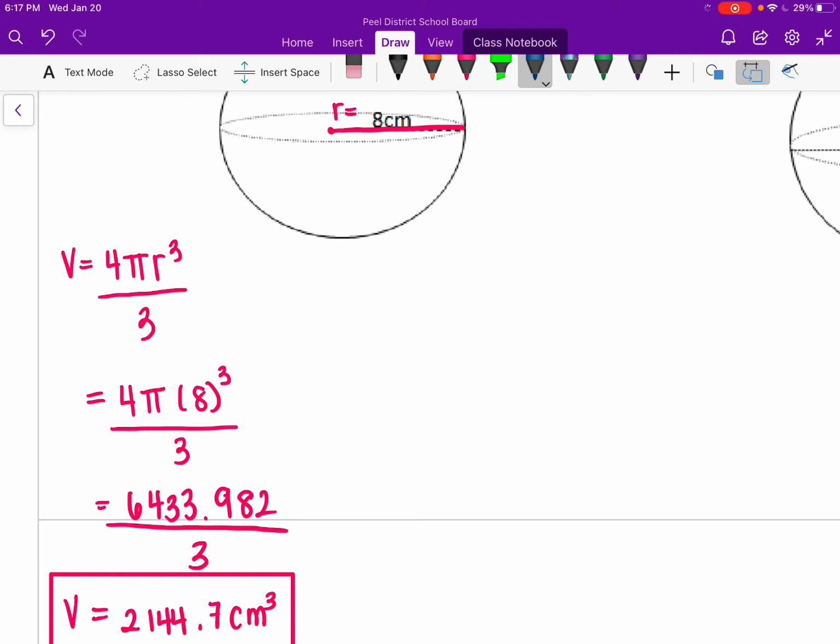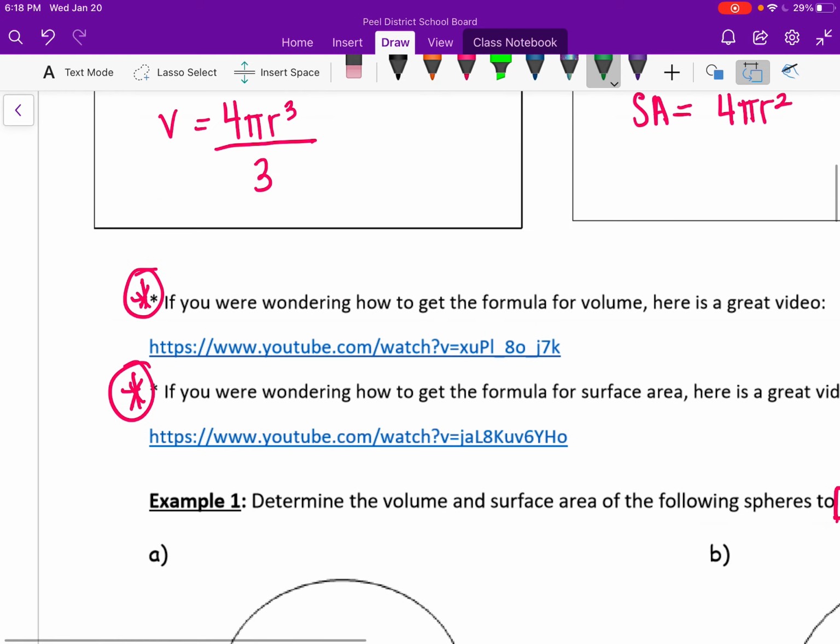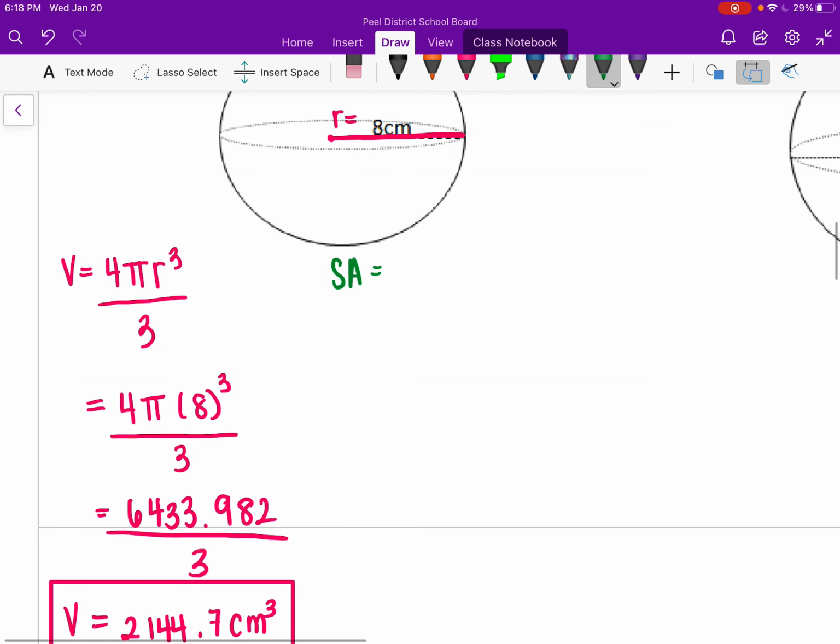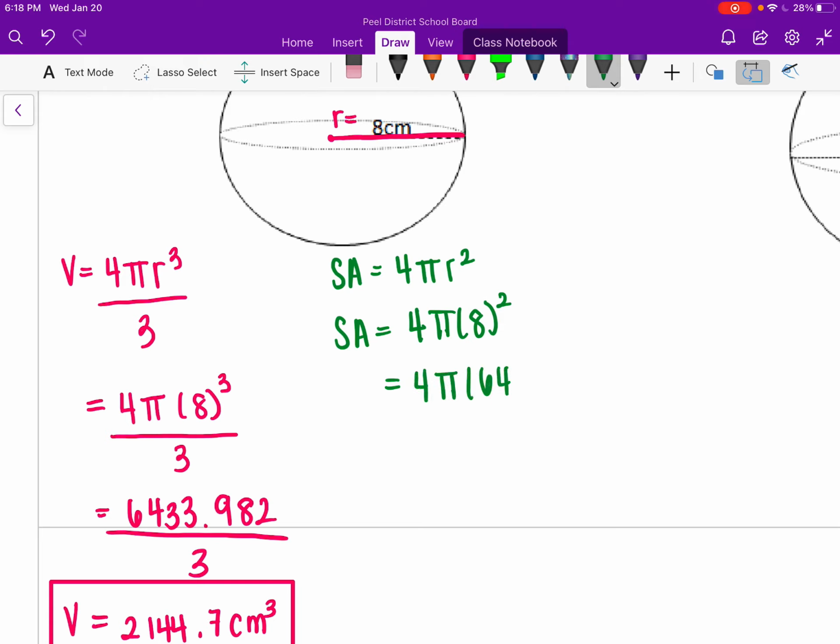I'm going to do the same thing, but for surface area. So surface area, if I go back up here, is equal to 4 pi r squared, right? So I'm going to go 4 pi r squared. Surface area is equal to 4 times pi times 8 squared. 8 squared is 64, times 4 times pi. 64 times 4 times pi, I'm going to write that step in for you, is going to be 804.247719.